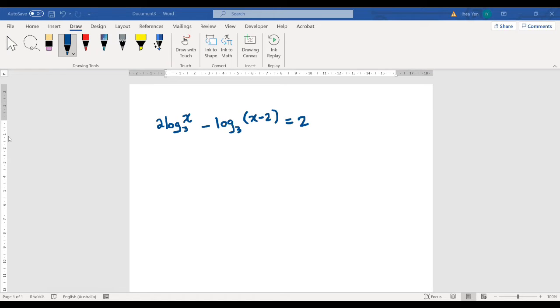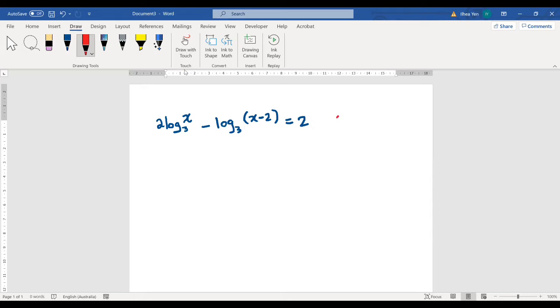When we look at this, you probably started to think, okay, it's a minus, so it's division, so I could just write log base 3 of x over x minus 2. Well, it's not that simple. So what I'm going to do right now is remind you of the rules that you probably remember.